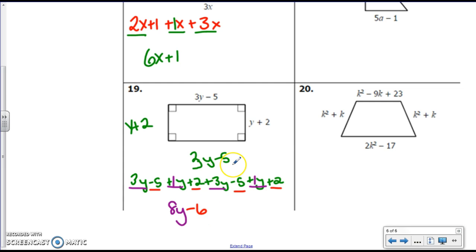So same concept, you just need to remember what perimeter means. Go ahead and stop the video. You're going to try these last 2 problems. Have those checked before you move on. If you have any questions, do not hesitate to ask. I'm here to help you out.